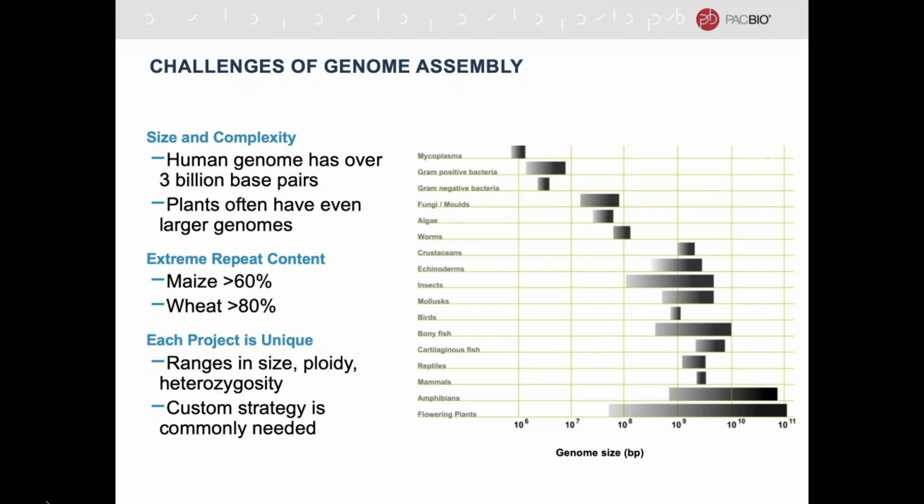A lot of them have extreme repeat content. Maize and wheat are just 2 examples of this, and wheat has over 80% repeat content. And then each project is going to be a bit unique. Each genome is going to have a range in size, ploidy level, and heterozygosity. So you generally needed a custom strategy for each genome, but PacBio's made a very simple approach for you to take for any genome assembly.